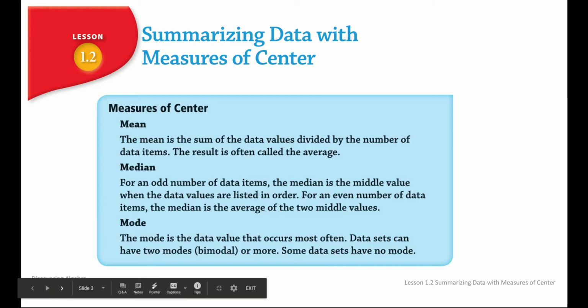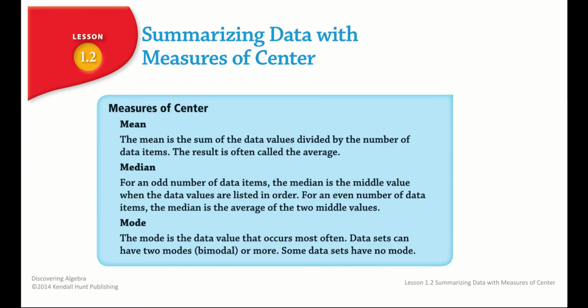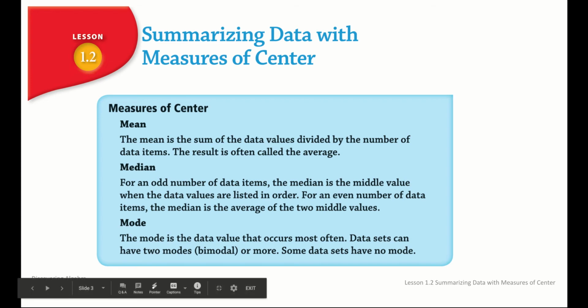So our definitions: mean is the average, which means we're going to add up all of our data values and then divide by however many there were. Median is the middle, but the big thing with median is you want to make sure you've arranged your data values in order. So generally we go from least to greatest, and then the middle value there is the median. And the mode is the one that occurs most often.